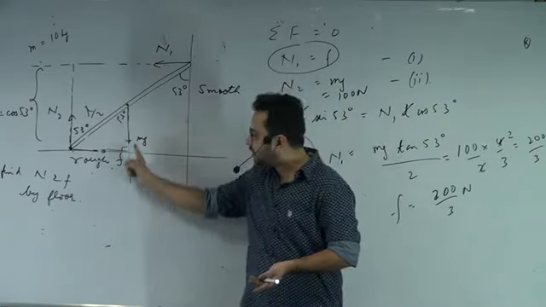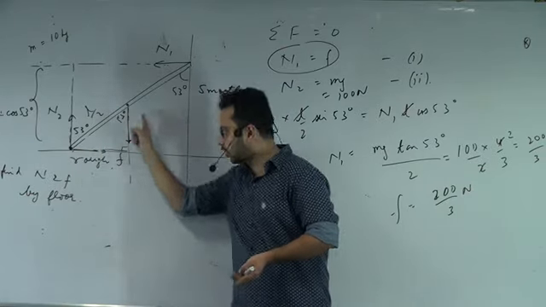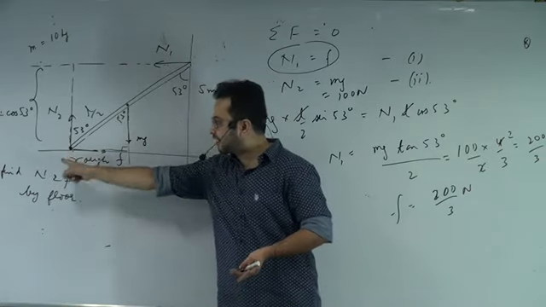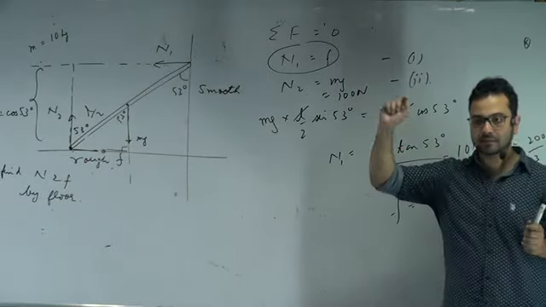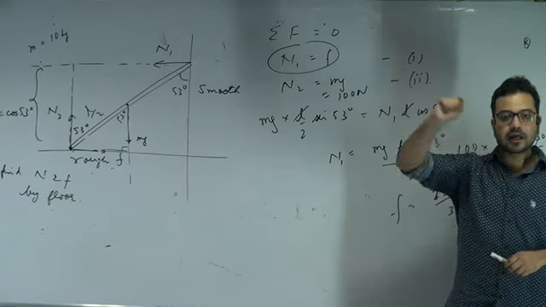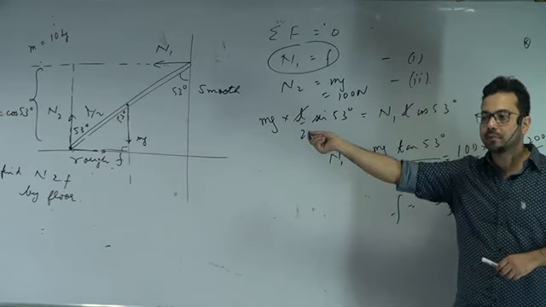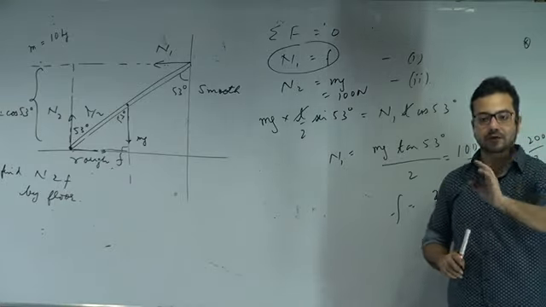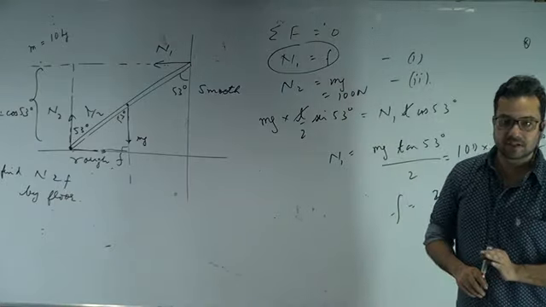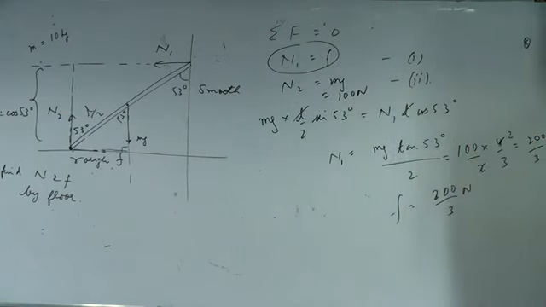So mg's torque is about this point, clockwise. N1's torque is still about this point. Now don't find the torque about one axis for certain forces, and then about another axis for other forces. Don't do that. Choose one axis and find all the torques about that particular axis only. Is that clear? Can I rub this off?